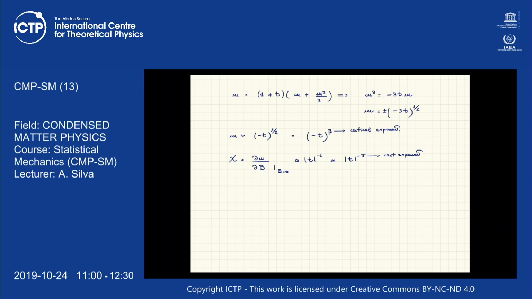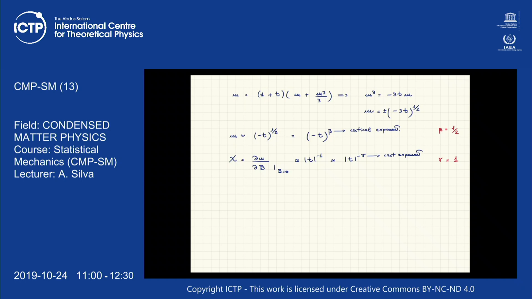Now, there is an important thing about these critical exponents. In mean field theory, we just found that beta is equal to 1/2, and we found that gamma is equal to 1, and that's it, okay? This is the mean field theory of our Ising model.